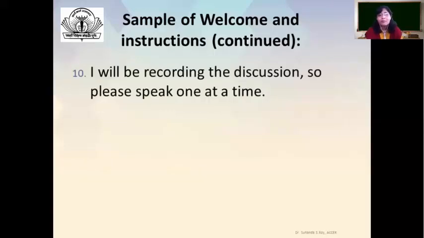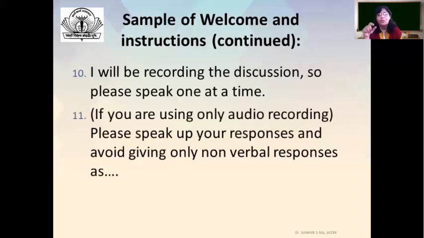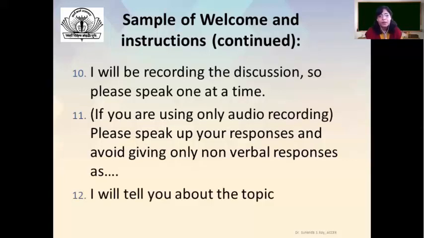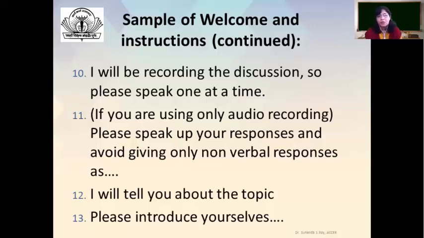And also inform them that you will be recording the discussion. So please speak one person at a time. If you are using audio recording, please give the instructions to the respondents not to give non-verbal responses like nodding of head. That is not to be done. Give it orally, yes or no, because nodding of head will not get recorded. It might get recorded if you are using a video recorder, but not if you're using an audio recorder. And of course, you'll say that I will tell you about the topic. Please introduce yourselves. So this is a sample of welcome and instructions that you give for conducting a focus group interview.